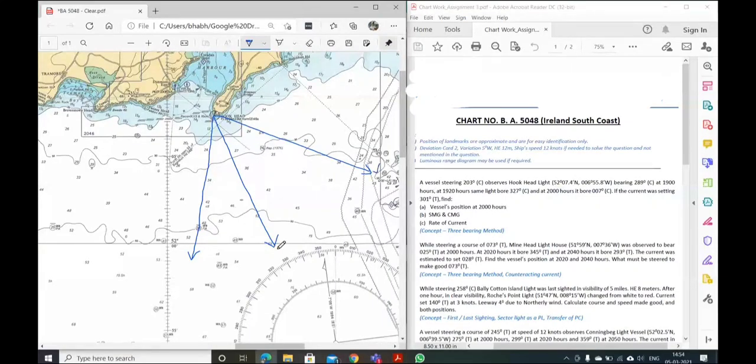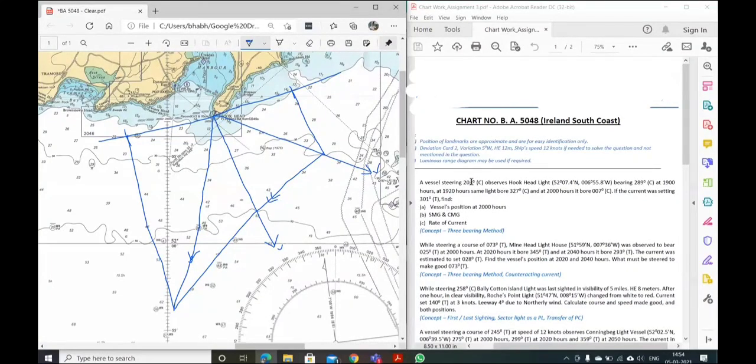Once you have these three bearings, it's a straight and simple question of the three bearing method. You draw a line passing from Hook Head, divide it in the required ratio. Once the ratio divides it, you draw these two parallel lines parallel to the middle bearing. Wherever they intersect the first and the third PL, you join that line. That becomes your course made good.